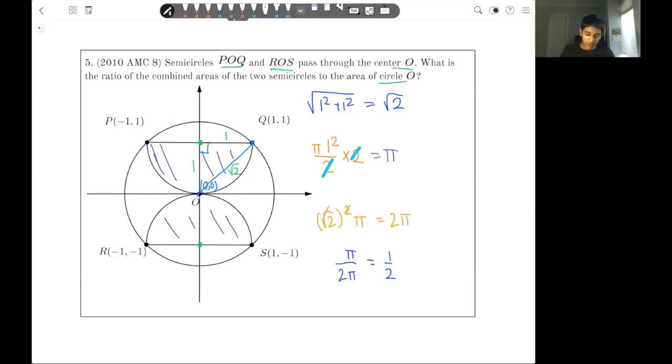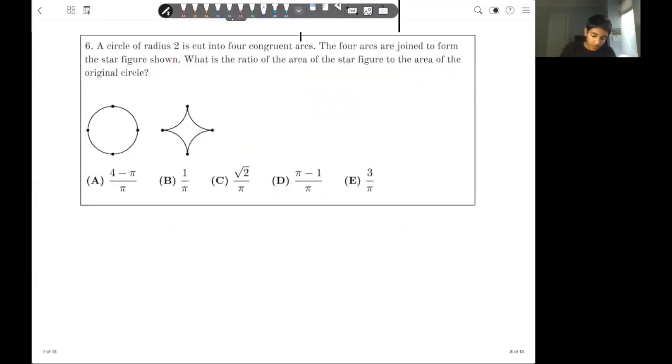Okay, let's move on to number 6. So we have a circle of radius 2, and it's cut into 4 arcs, and the 4 arcs form the star figure. We have to find the ratio of the area of the star figure to the area of the original circle. So we have these arcs.